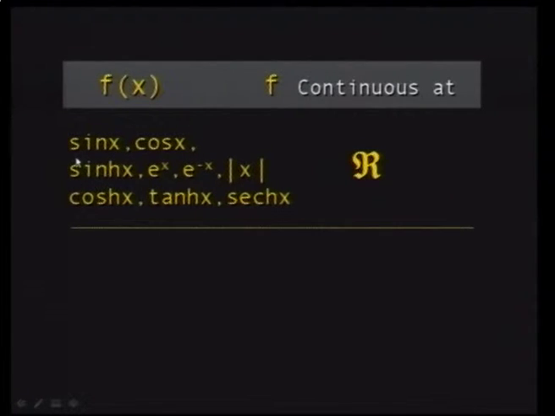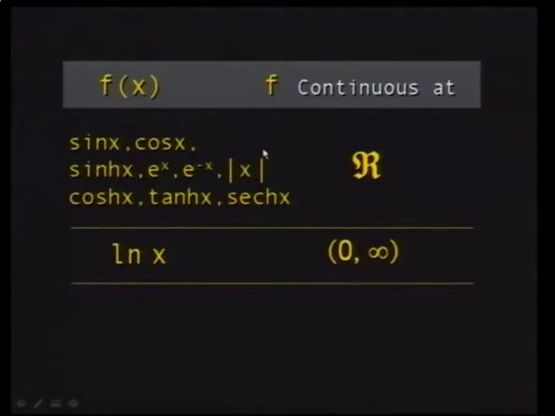Now, usually all the elementary functions that we are used to, or the ones that we exposed before, are usually continuous on their domain, which is a nice thing. We are lucky. For example, the sine, cosine, all the trigonometric functions, the sine hyperbolic, the exponential, the modulus of x, the cosine hyperbolic, the tan hyperbolic, the secant hyperbolic, all of them are continuous on the set of real numbers, on R. The logarithm of x, we saw before, since the logarithm of x is the inverse of the exponential, has a range, the open interval from 0 to infinity, and therefore its inverse function has a domain from 0 to infinity. So ln x is defined only for all values of x greater than 0.